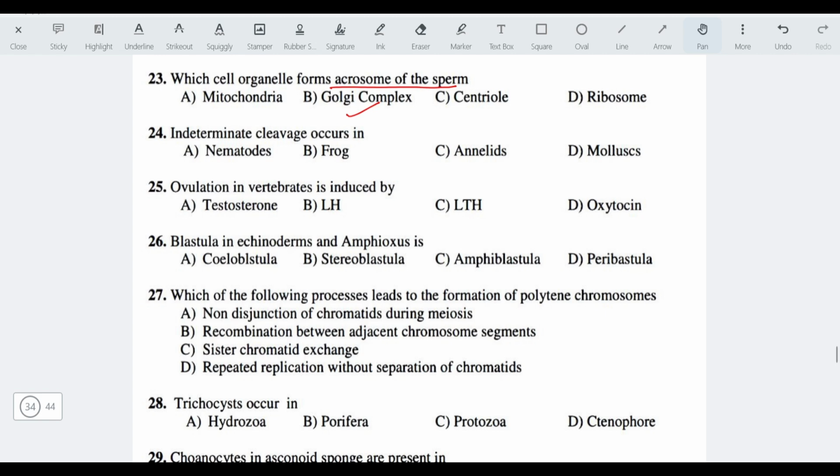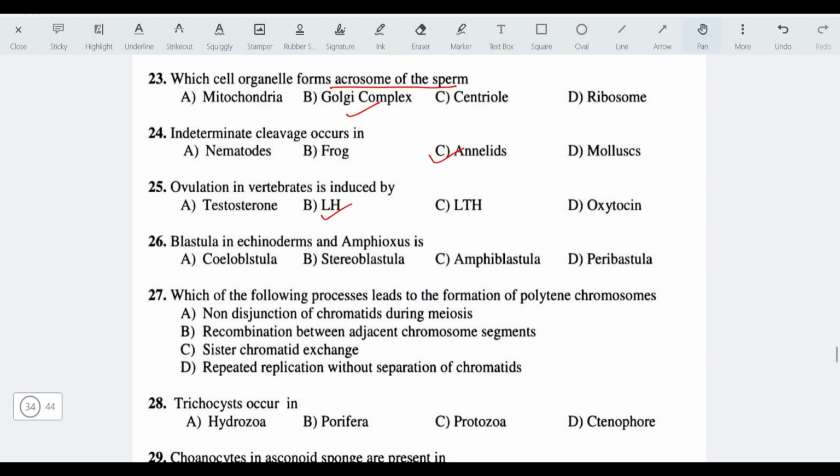Next question, indeterminate cleavage occurs in? The correct answer is annelids. Indeterminate cleavage occurs in annelids, right? Indeterminate cleavage means the fate of the daughter cells will not be fixed, right? Next, ovulation in vertebrates is induced by? The correct answer is luteinizing hormone.